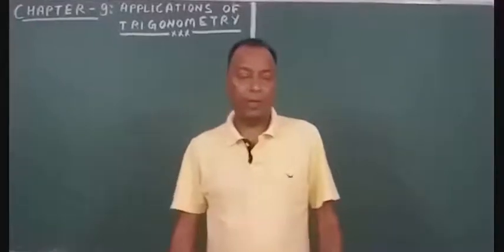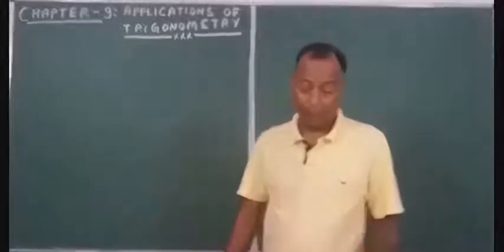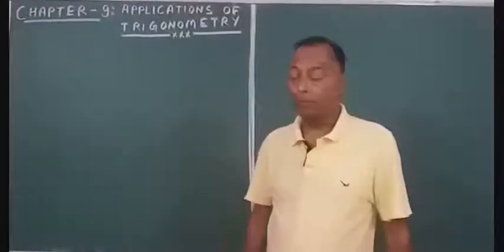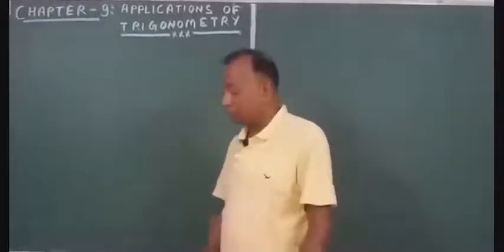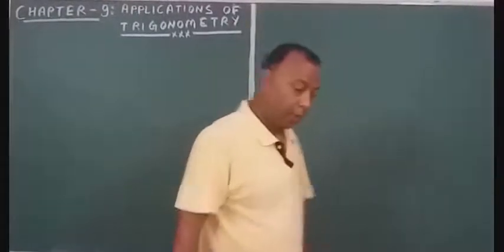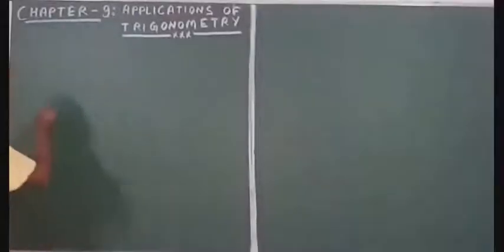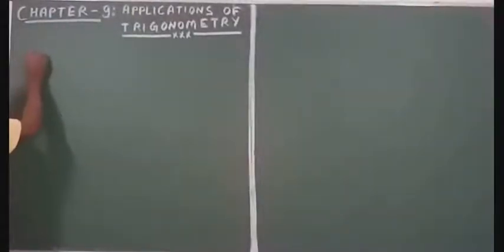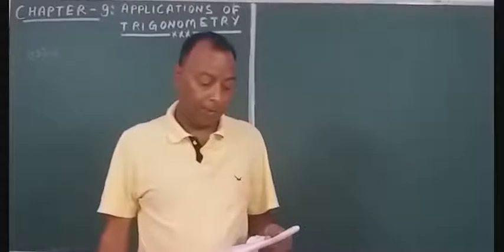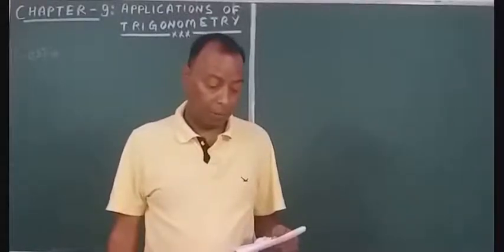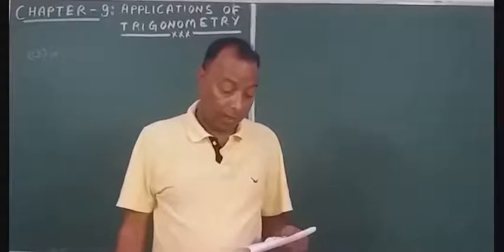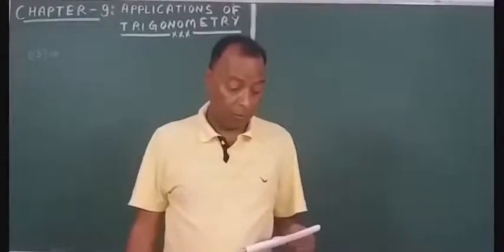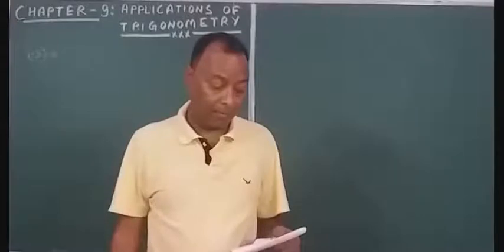So today I am starting with question number 13 of exercise 9.1 from the chapter Applications of Trigonometry. This is question number 13. As observed from the top of a 75-meter high lighthouse from the sea level, the angles of depression of two ships are 30 degree and 45 degree.